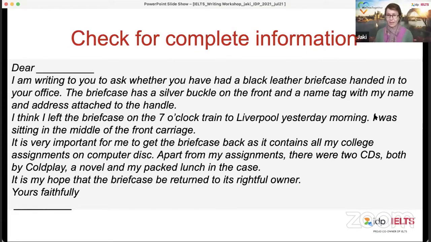Okay, so the first bullet point is a bit confusing because they describe what it looked like, handle, silver buckle, name tag. Then what is in it, they put down here: apart from my assignments, novel, packed lunch. So yeah, there's quite a lot about that one. You're right. Quite a lot about bullet point 1. Bullet point 2 is here. That's not too bad. But bullet point 3, it is my hope that the briefcase will be returned to its rightful owner. There's not really enough about that third bullet point, not enough detail.